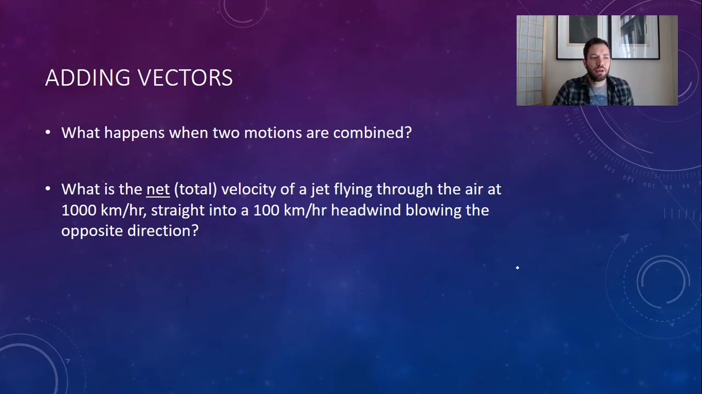If we have a jet that's flying through the air at 1,000 kilometers an hour, and it's flying straight into a headwind blowing the opposite direction at 100 kilometers an hour, what is its net total velocity? It's 900, right? Because it's 1,000 going this way plus 100 going this way. Basically 1,000 minus 100. So we get 900 kilometers an hour. You can probably do this in your head, but when we're looking at more complicated stuff, it's going to be helpful to come up with a system of how we can work this out. One of the best systems is actually just drawing a bunch of arrows.